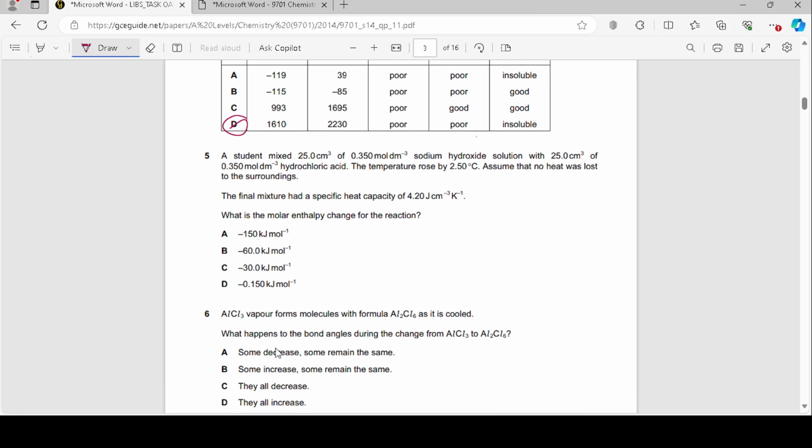A student mixed 25 cubic centimeters of 0.350 mole per cubic decimeter sodium hydroxide solution with 25 cubic centimeters of 0.350 mole per cubic decimeter hydrochloric acid. The temperature rose by 2.50 degrees Celsius. Assume that no heat was lost to the surroundings. Then the final mixture had a specific heat capacity of 4.020 joule per cubic centimeter per Kelvin. What is the molar enthalpy change for the reaction?